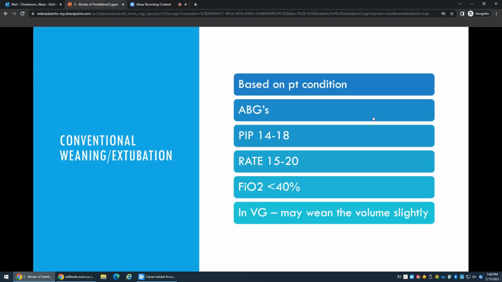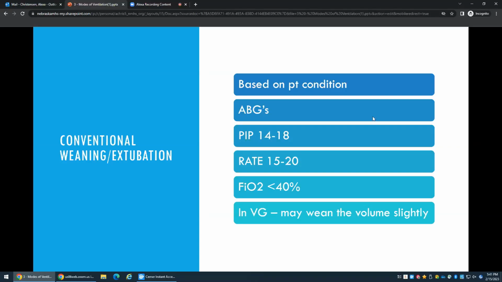Weaning from the conventional ventilator is obviously going to be based on your patient's condition. If it's a super, super sick kid, even if their gases are better, but they're still on antibiotics and still seeming kind of septic, we're not going to extubate that kid. So it's based on their condition, their gestational age, and their gases. We want their PIPs to be down to 14 to 18.